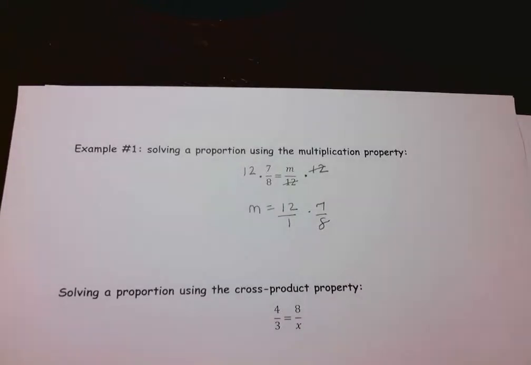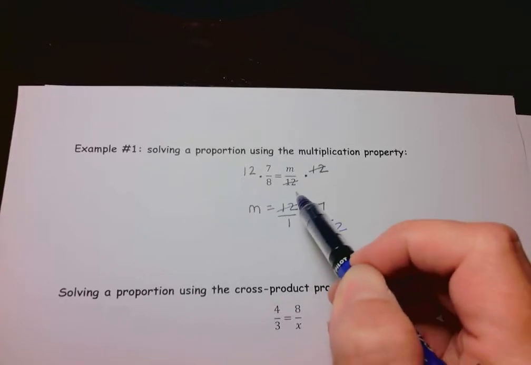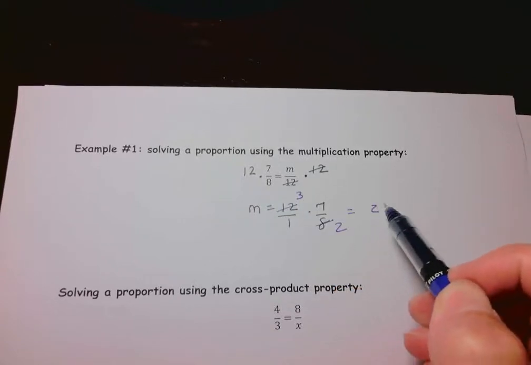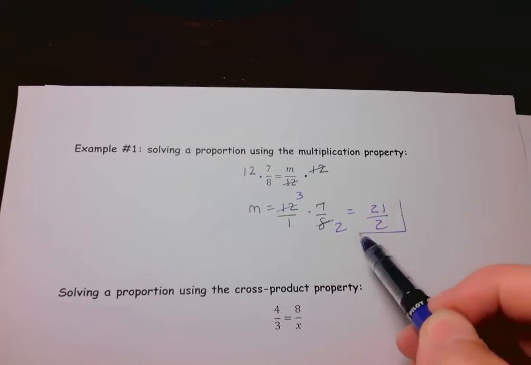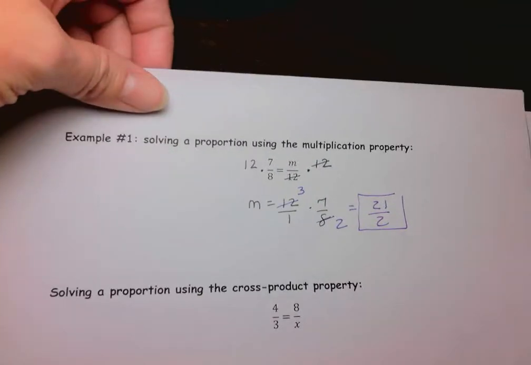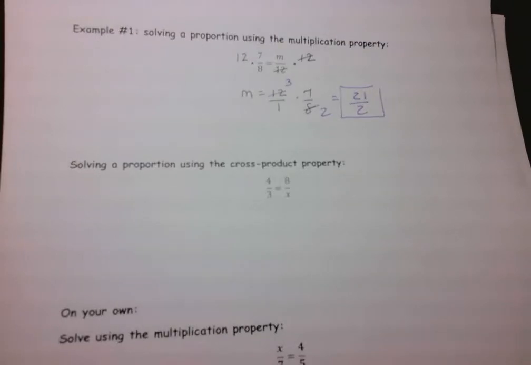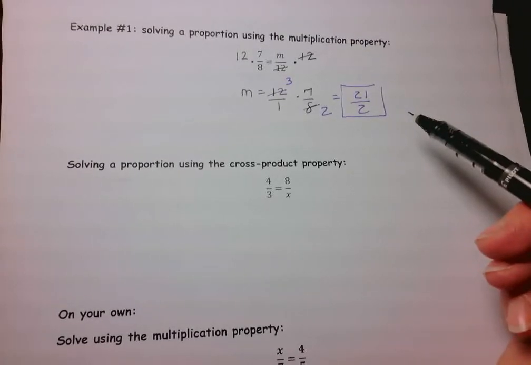And I can cross reduce, and I get 21 over 2. And this way works, and you can do that, and there's nothing wrong with that. However, if your variable is in the denominator, this no longer becomes the most efficient way to solve it.